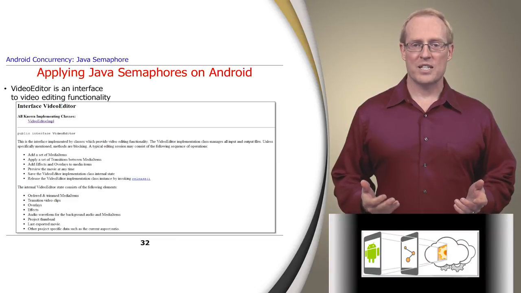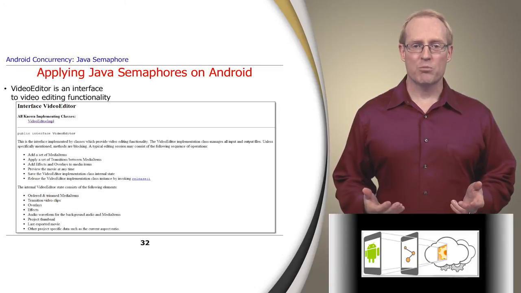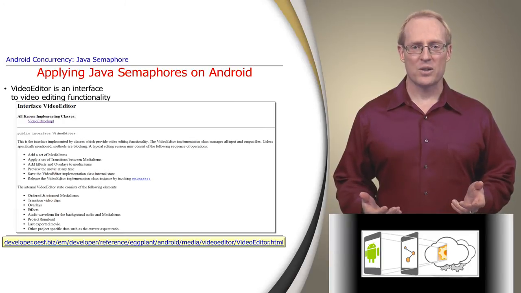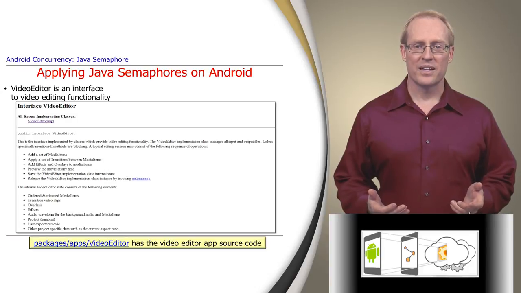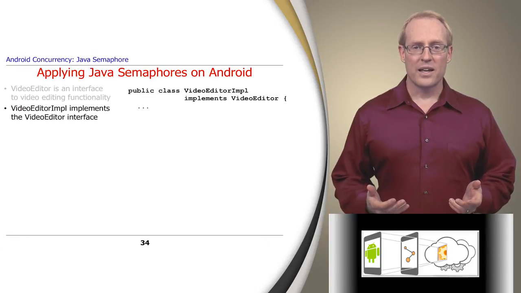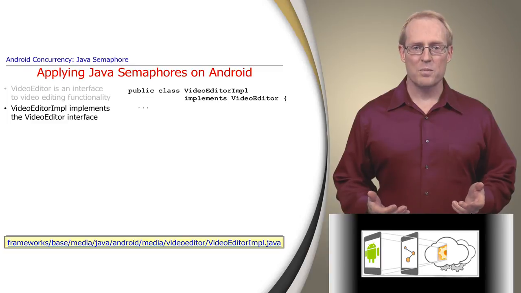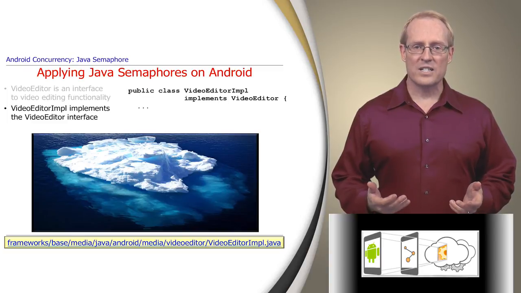To show how a Java semaphore is used in Android, we'll analyze an example that implements the video editor interface, which provides editing and preview functionality for audio and video media items in a project timeline, as shown at this link. Video editor is part of an internal package used by the Android Video Editor application found in the Packages Apps folder shown at this path name. Video editor Impl implements the video editor interface shown at this path name. We don't analyze every detail of this code, just the parts we need to explain how semaphores work.